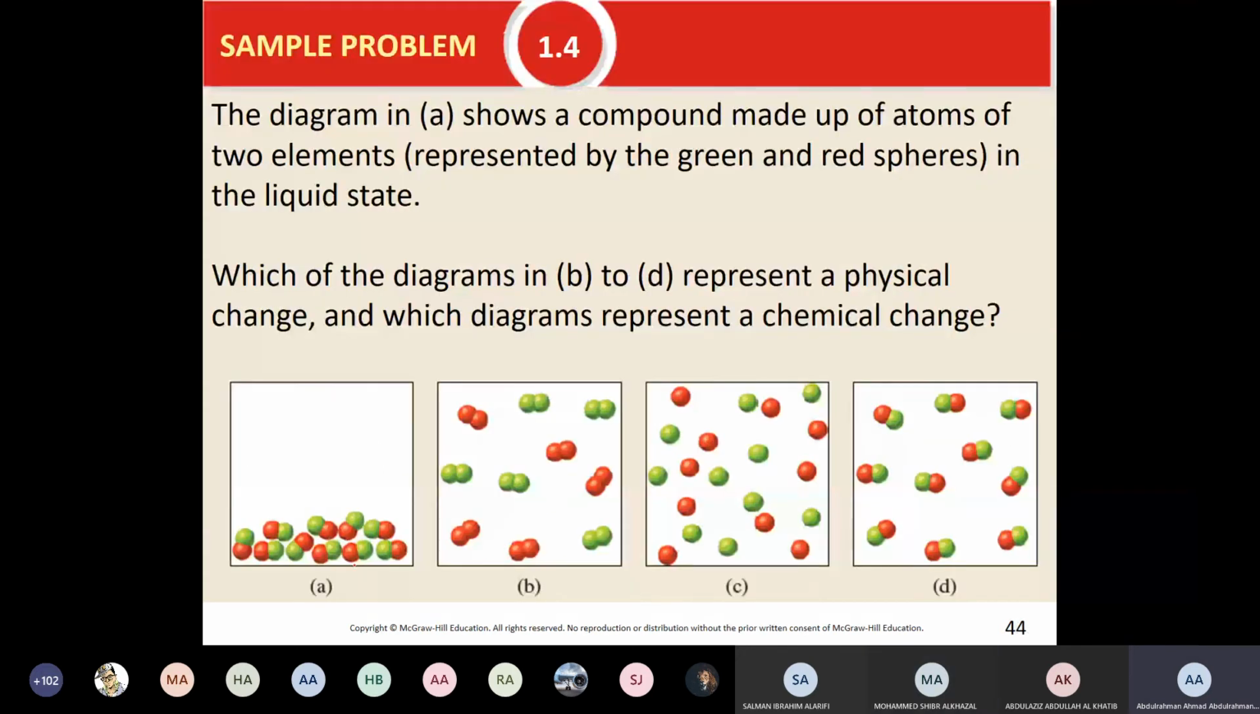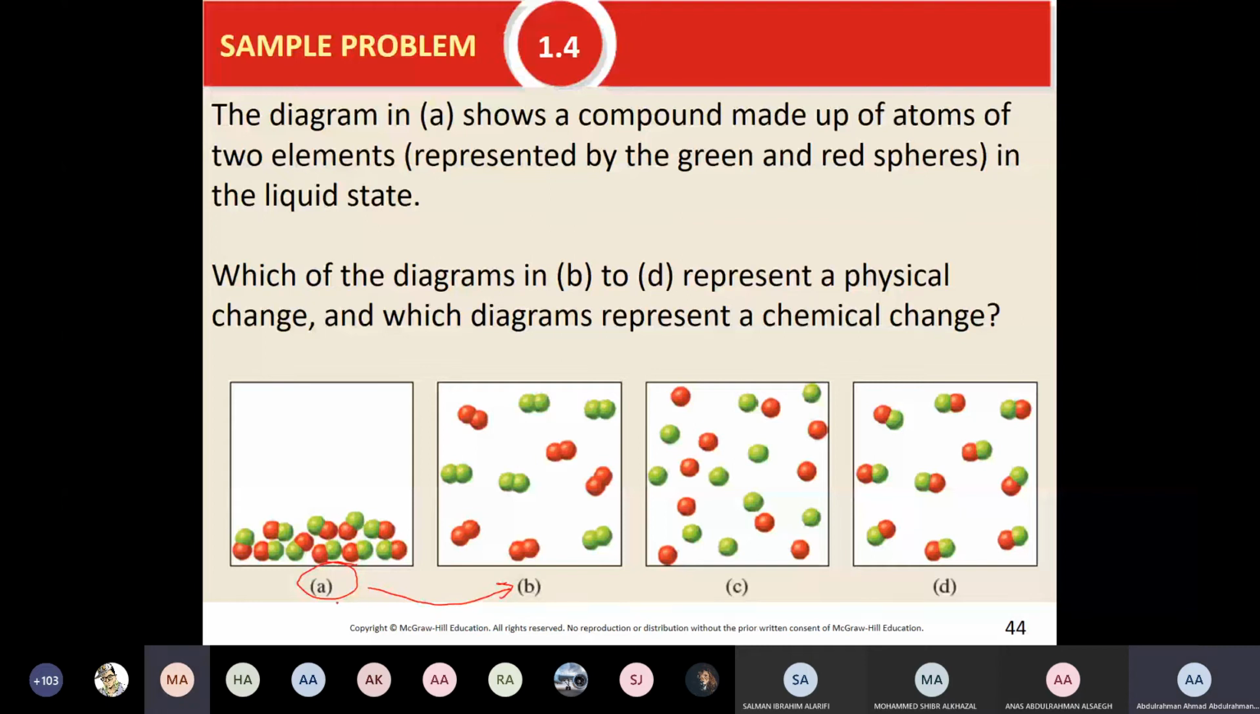Consider that this is a compound. If I want to go from A to B, only from A to B, is this a chemical change or a physical change? Look carefully. It is chemical. Why is it chemical? The compound changed. It was green and red, then two greens now, red and green. Is this clear? So it is a chemical change.